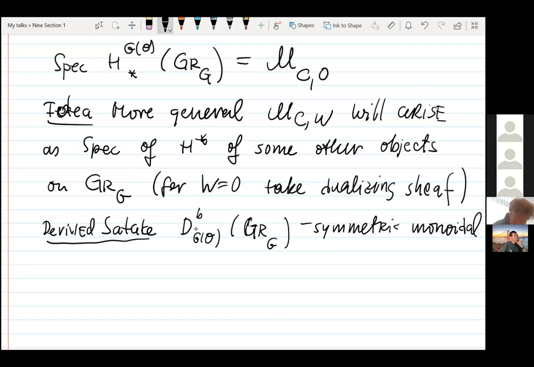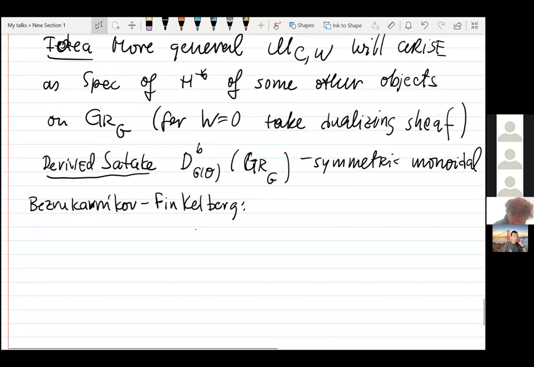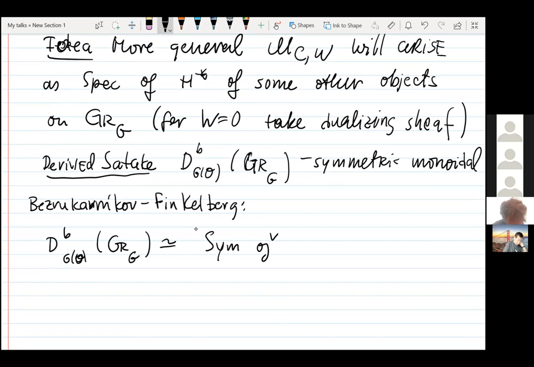And there's an answer. This is an old theorem by, again, Bezrukavnikov and Finkelberg, but it's actually a reformulation of some conjecture of Drinfeld, which says the following thing: this category is equivalent to, well, okay, let me write it, and then I'll explain the notation.